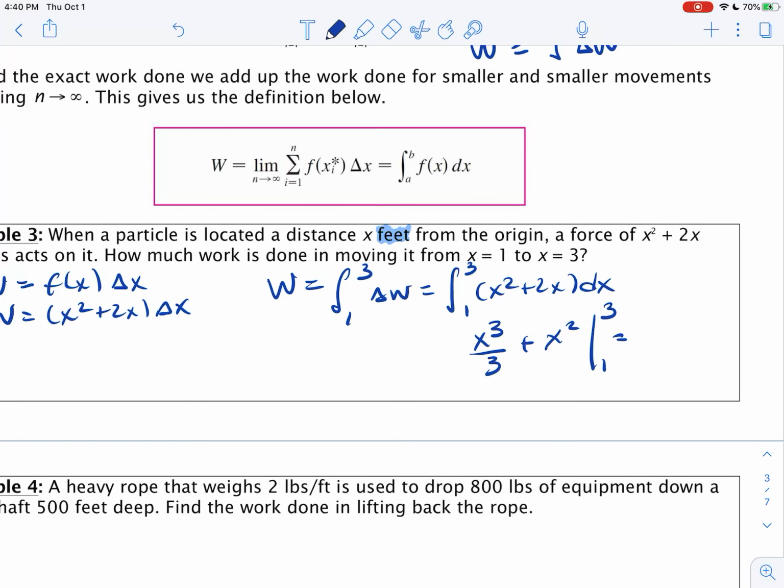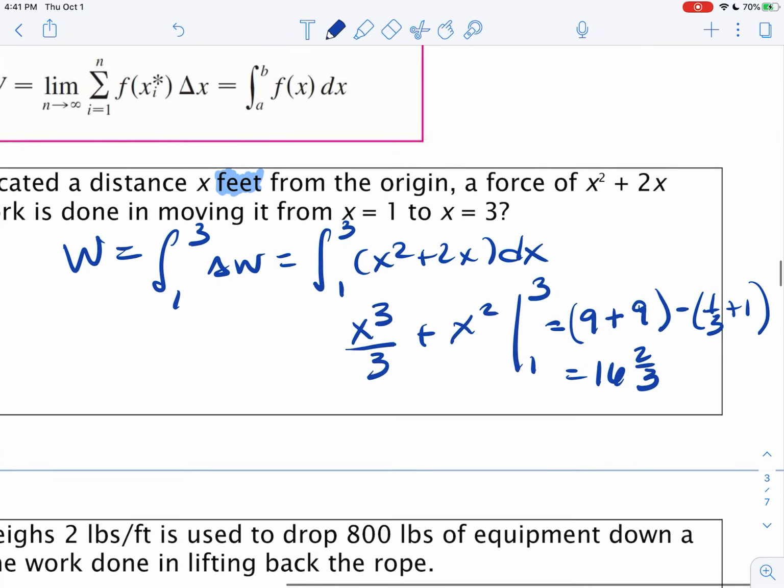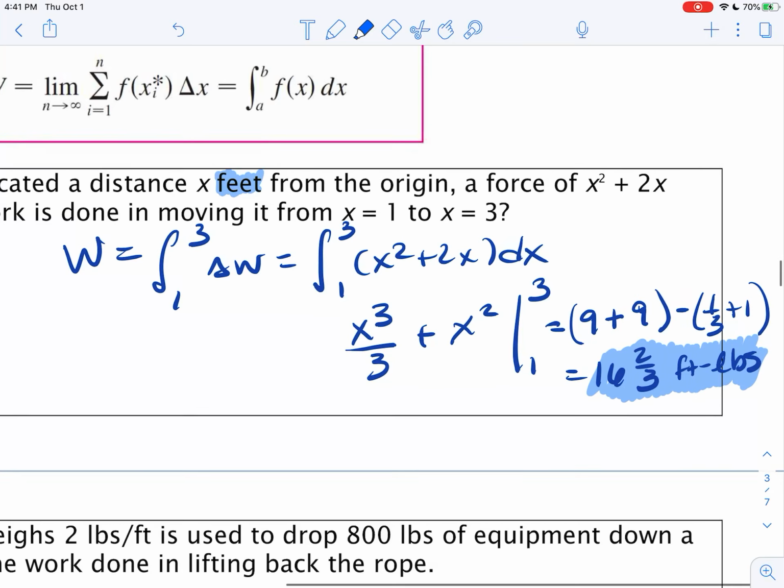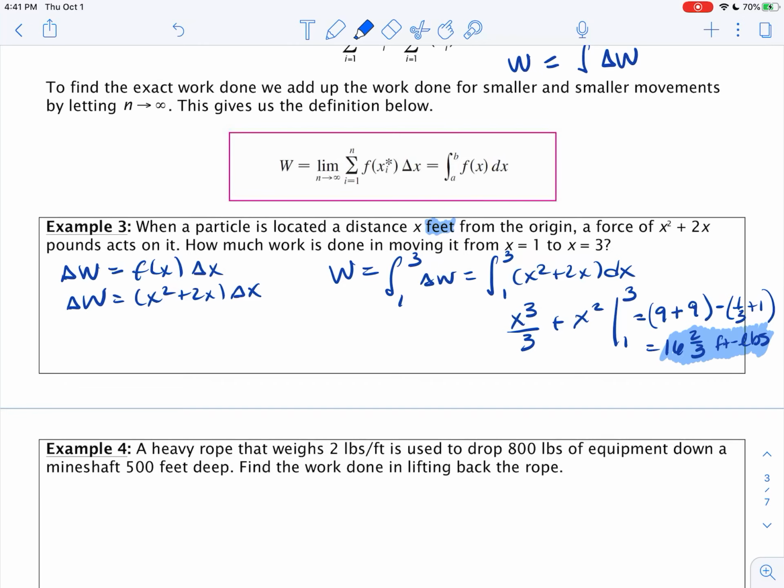And that calculates to 27 divided by 3 is 9, plus 9, take away 1/3, plus 1. And so we would end up with 18 minus 1 1/3, which would be 16 2/3, right? And our unit of measurement would be foot-pounds. Okay, good. So that's what happens when we have variable force. We use calculus, not just force times distance.